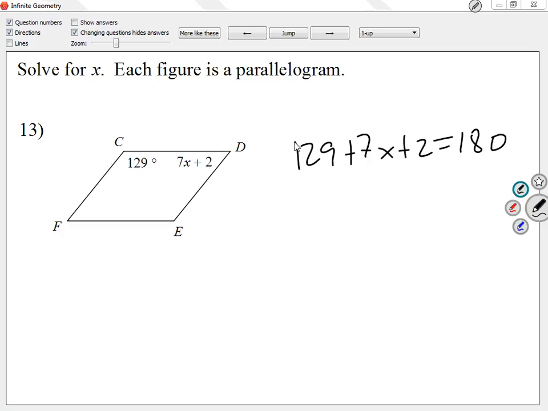If they're opposite, like if I wanted to know angle E, angle C and E are the same. If they're opposite, they're the same. But if they're adjacent, they add up to 180.